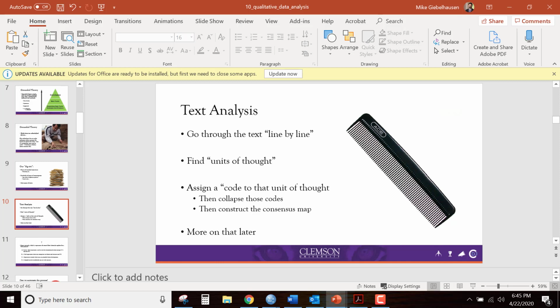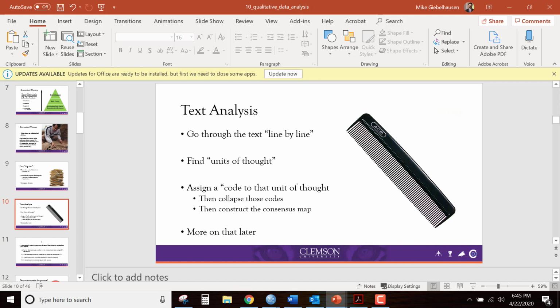Okay, and what you do in grounded theory is you have to go through the text or whatever it is you're analyzing line by line and look for things that are interesting, what we're calling units of thought. And you code those, and then as a next step you collapse those codes, and then you eventually construct some sort of theory, either in a consensus map format or some other format.